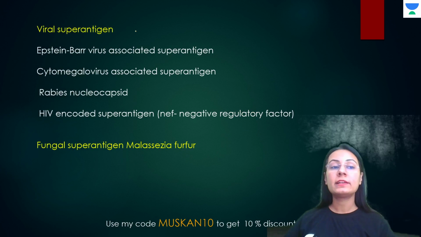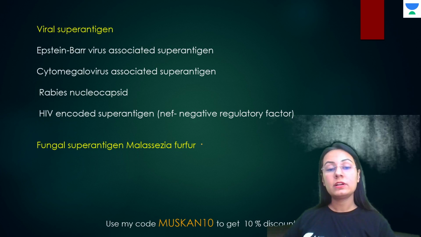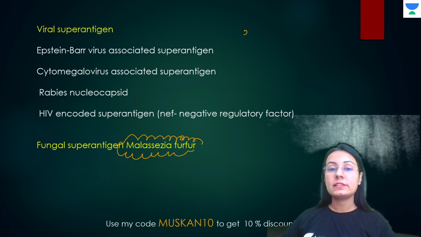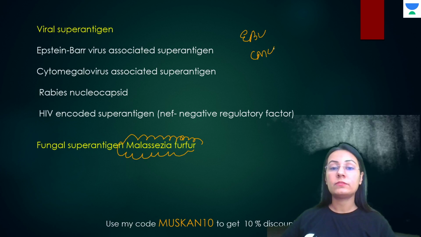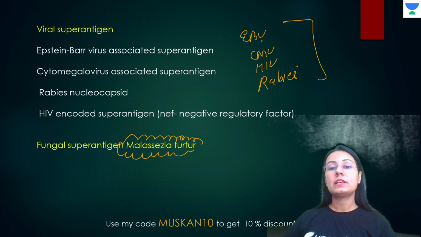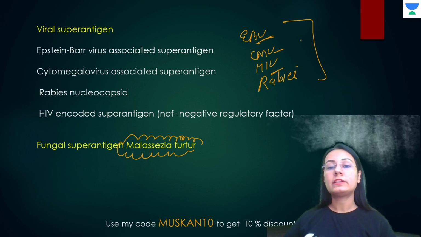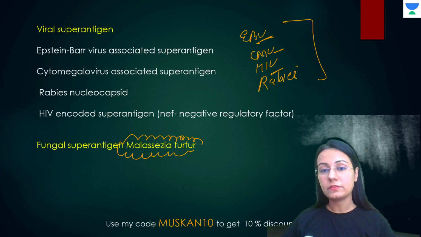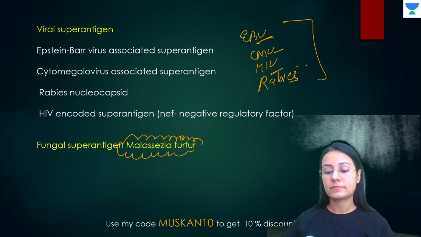Okay. Now viral superantigens. The only fungal superantigen that we need to remember is what? Malassezia furfur. Viruses are what? EBV, CMV, HIV and rabies. Very easy. That is EBV, CMV, HIV and rabies.